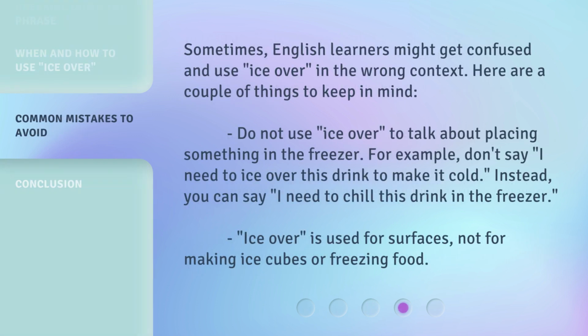Sometimes, English learners might get confused and use ice over in the wrong context. Here are a couple of things to keep in mind. Do not use ice over to talk about placing something in the freezer. For example, don't say, I need to ice over this drink to make it cold. Instead, you can say, I need to chill this drink in the freezer. Ice over is used for surfaces, not for making ice cubes or freezing food.